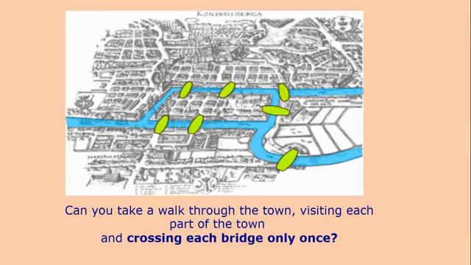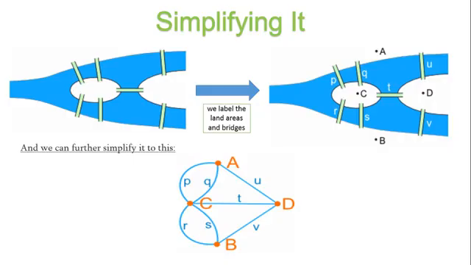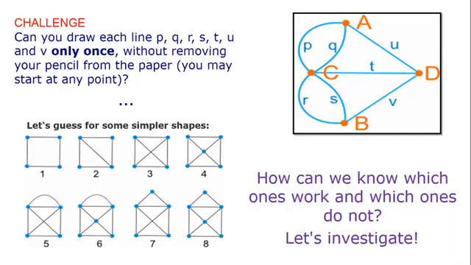The problem is, can you take a walk through the town, visiting each part of the town and crossing each bridge only once? The map of the bridges can be simplified further by sketching it as given on the screen and by labeling the land areas and bridges. The challenge is, can you draw each line without removing your pencil from the paper, as you may start at any point? Let's guess for some simpler shapes. How can we know which ones work and which ones do not?